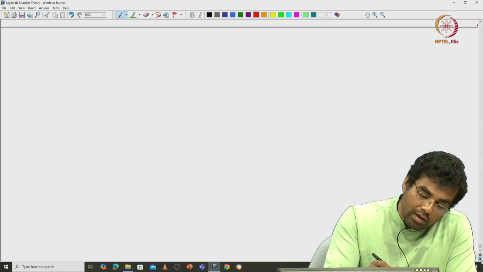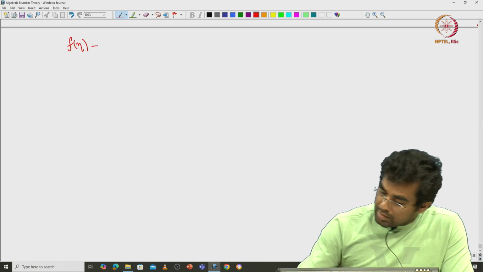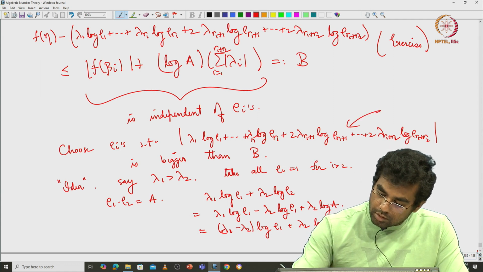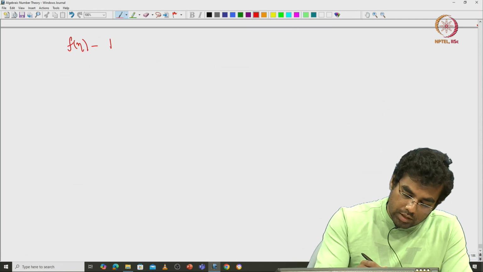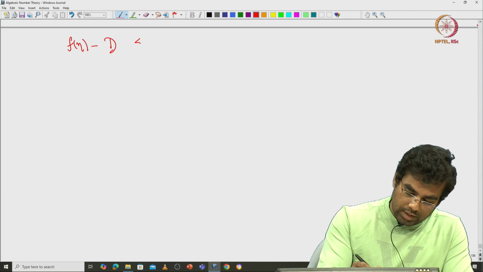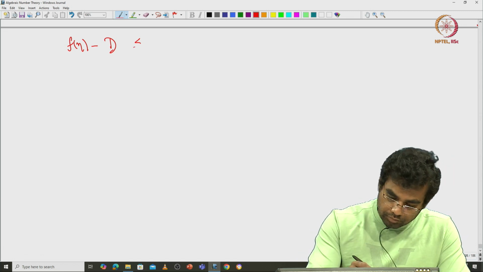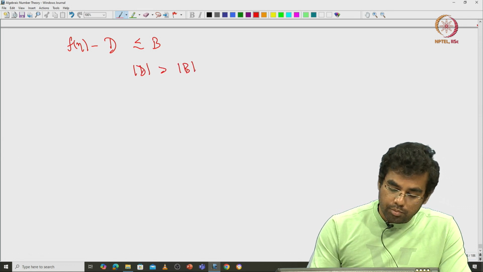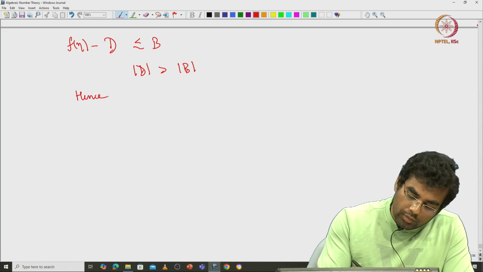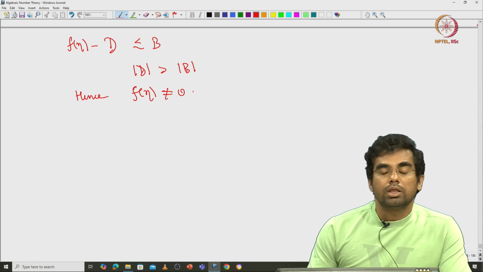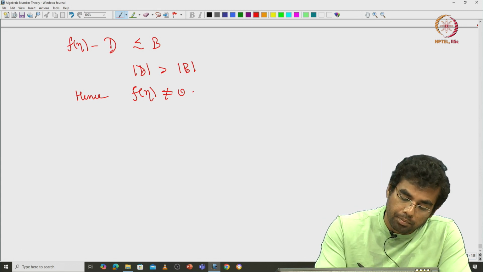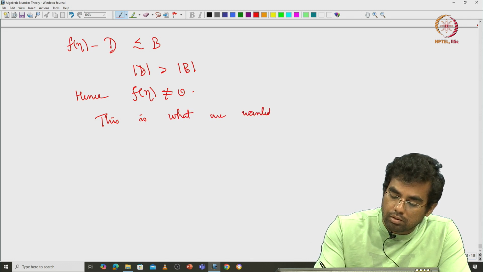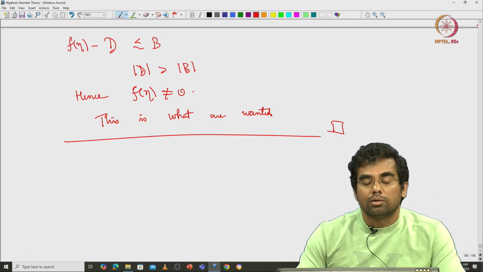So what you have is f of eta minus this, which I have written again and again. Let me call this quantity d. So f of eta minus d is less than or equal to b, but mod of d is bigger than mod of b, hence f of eta cannot be 0, and that is what we wanted. Okay, so that proves Dirichlet's unit theorem, amazing, right.